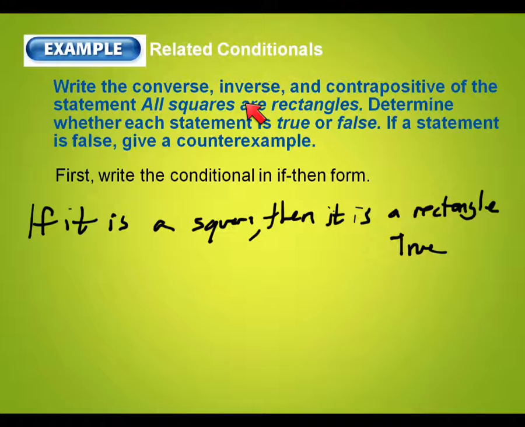Now I want to write the converse of this statement. If it's a square, then it's a rectangle. What's the converse of this statement? If it's a rectangle. Exactly. You just flip these, the if and the then, to write the converse. If it's a rectangle, then it is a square.